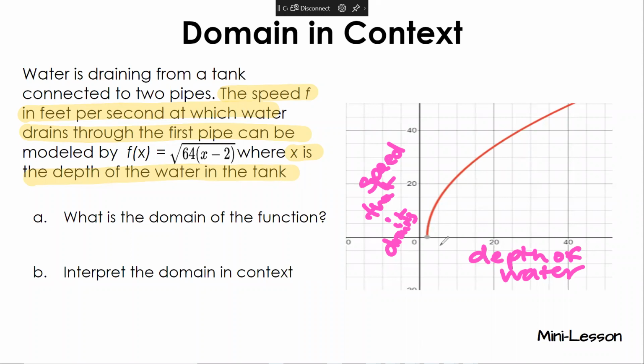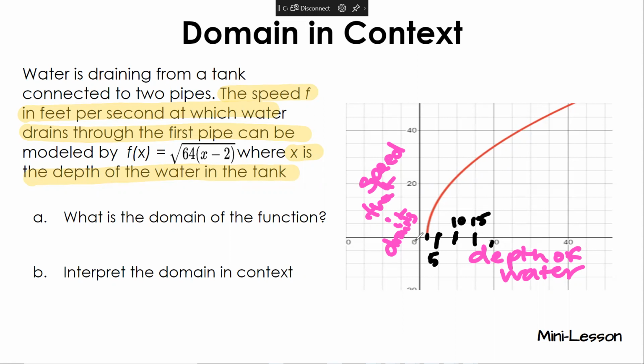Now, let's think about this. What is the domain of this function? What are the x values of this function? So look at your graph. How far to the left does it go? Okay, well, if this is 20, that means that this middle line is 10, right? Which means that this line is 5. This line is 15. So what is this in between 5 going to be?